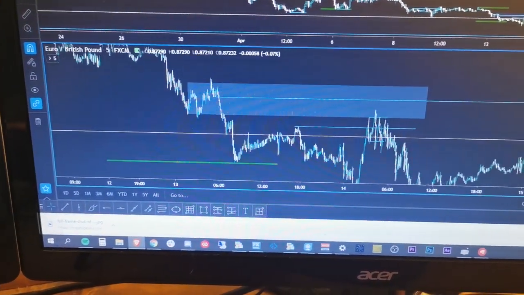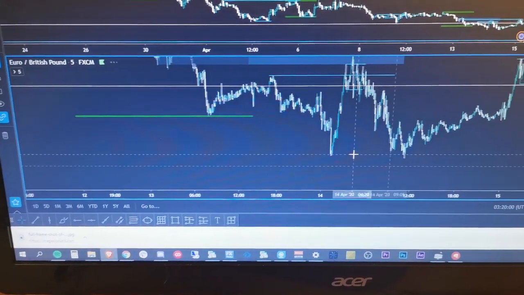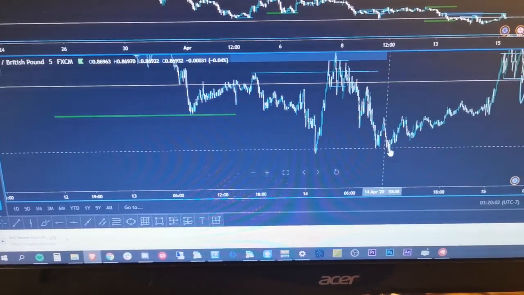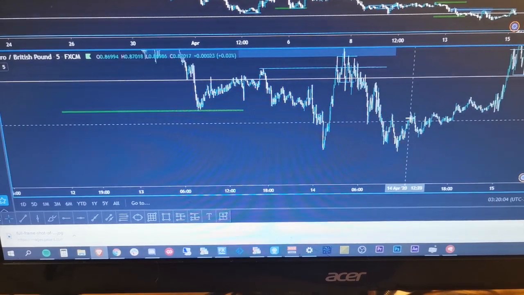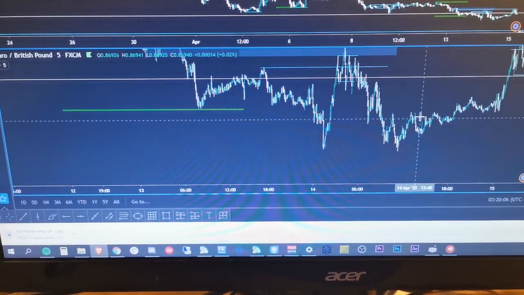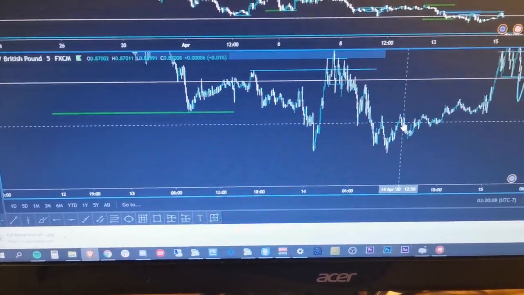We exited right here on the double bottom. After I saw it sweep the lows here and start coming back up, I took some profit right there, and then it just exited fully right around here.